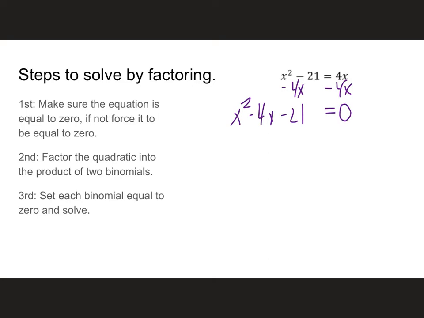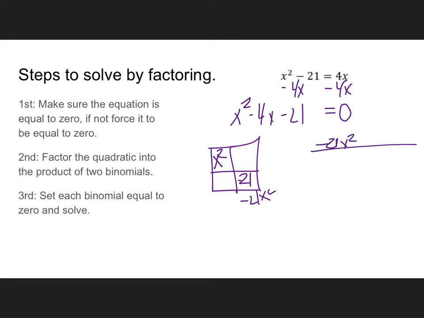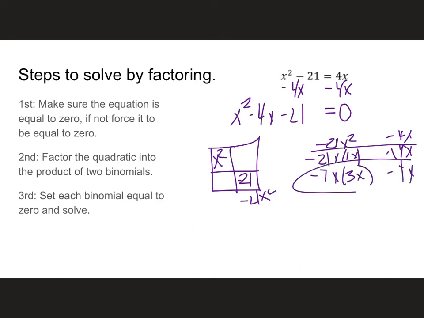At this point, I would want to see if there's a greatest common factor I could bring out. X squared is already as simple as we can make it, so there's no greatest common factor. So I would go to factoring it into the two binomials. So we have our x squared and our negative 21. So that gives us negative 21x squared. Factors of negative 21x squared that add to negative 4x. So we could have negative 21x and 1x, but that's not going to equal 4x. It's going to be negative 20x. We could have negative 7x and 3x, which would be negative 4x. So that's going to be the factors we need.